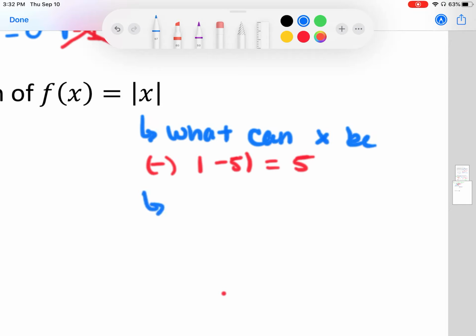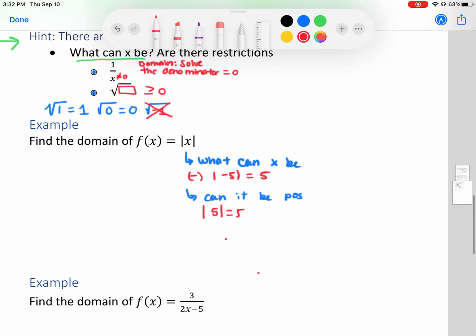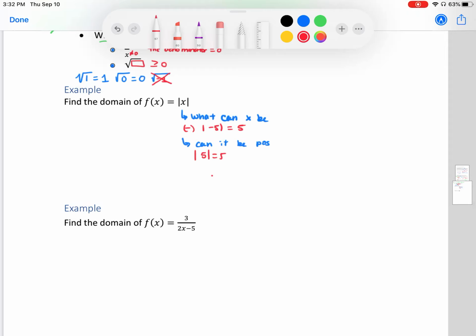Can it be positive? Yeah, that's not a problem. The absolute value of positive 5 is 5. And fractions and decimals will also work. So it doesn't seem like we have a problem, right? And 0 also works. So for this one, our answer is all real numbers. In interval notation, we write it as negative infinity to infinity.